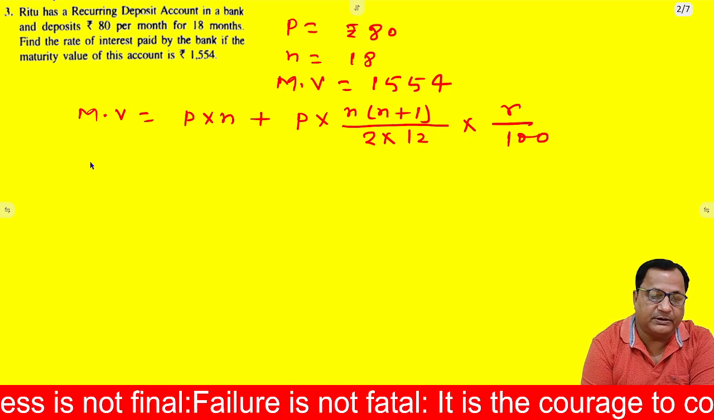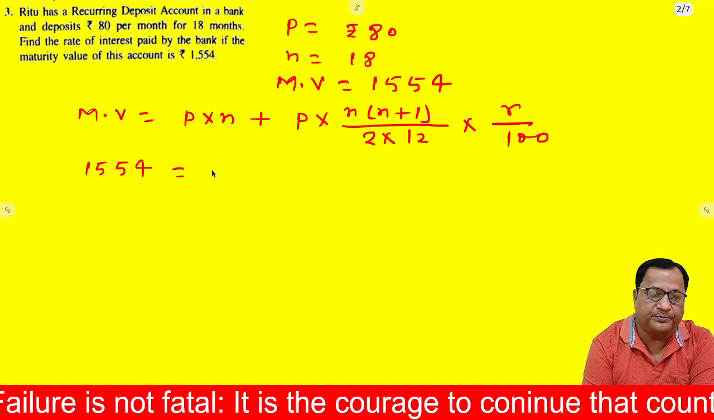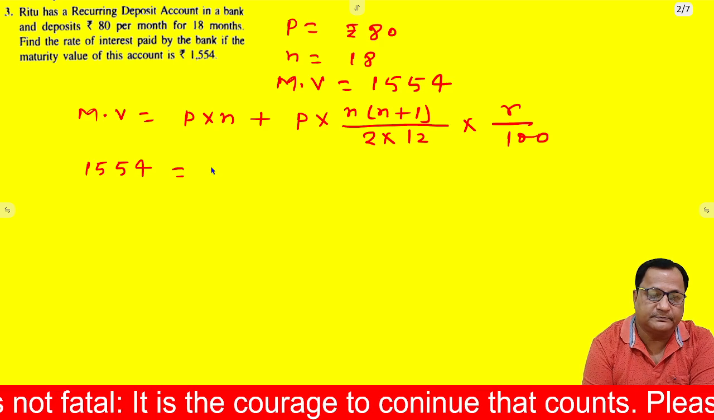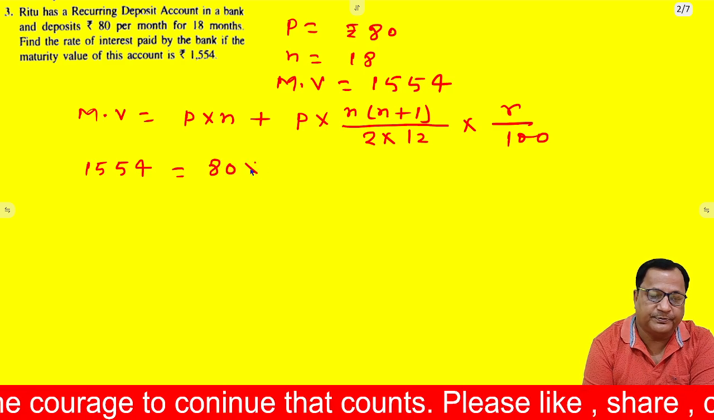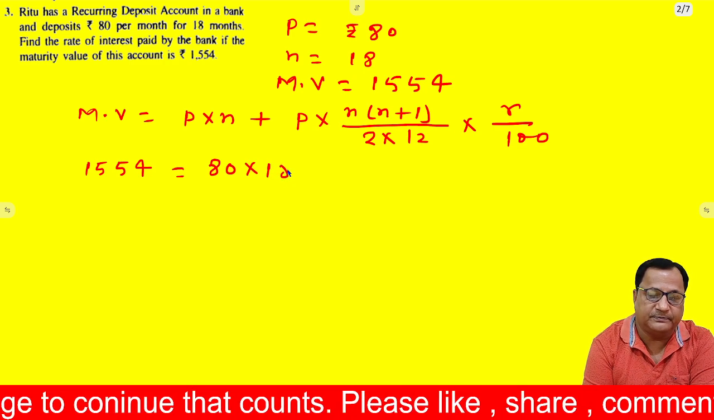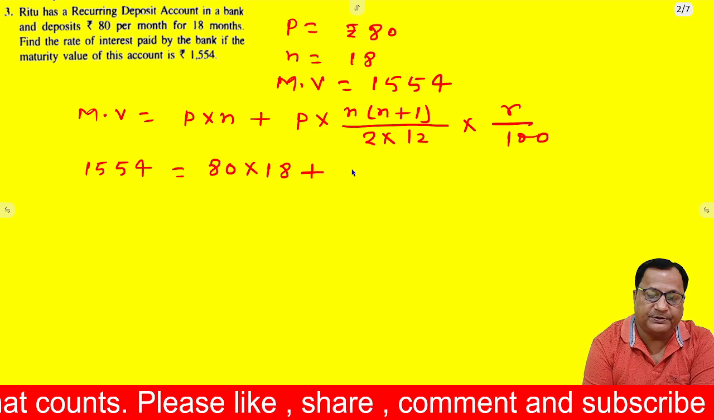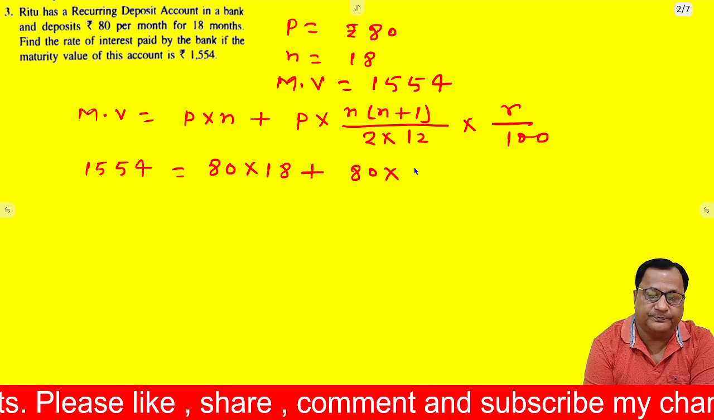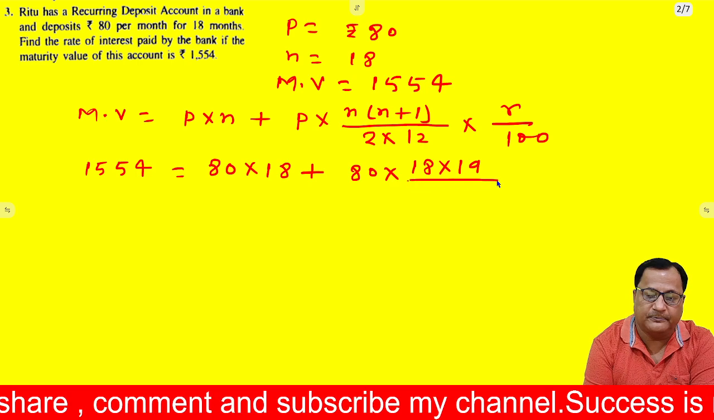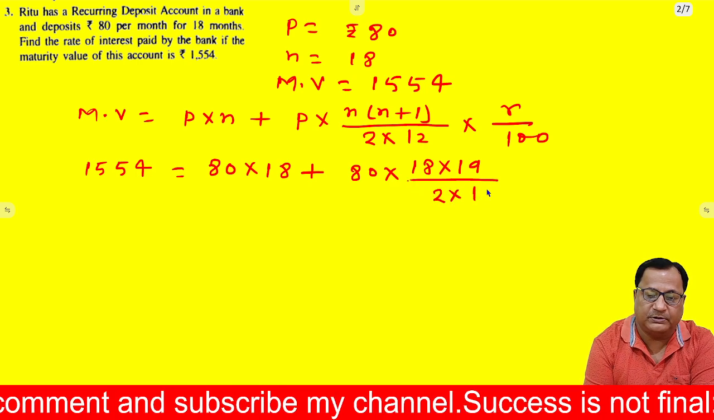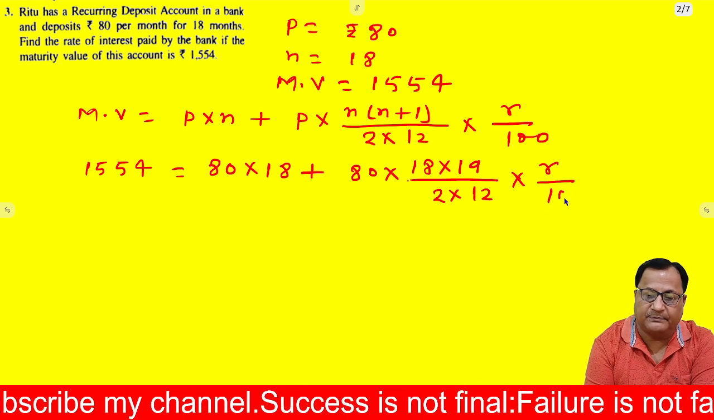So maturity value is given, 1554 is equal to P, which is given, 80, into N, N is 18, plus P, P is 80, into 18 into 19 divided by 2 into 12 into R, we have to find, by 100.